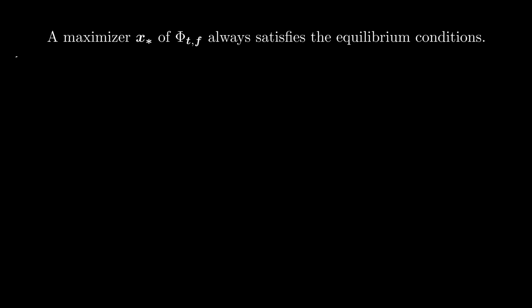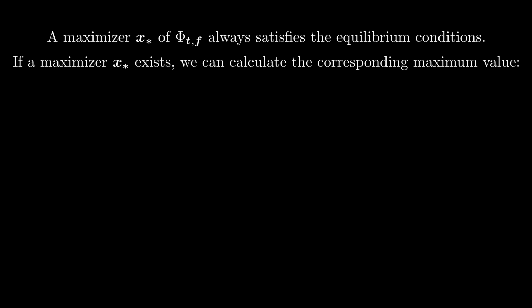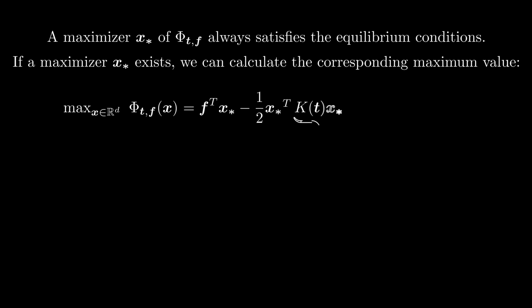On the other side, if there exists such a maximizer x star, then we can also calculate the corresponding maximum value of the function phi. And what a surprise, the maximum value of this function is exactly the compliance. So 1/2 f transposed x star, where x star is the displacement vector.